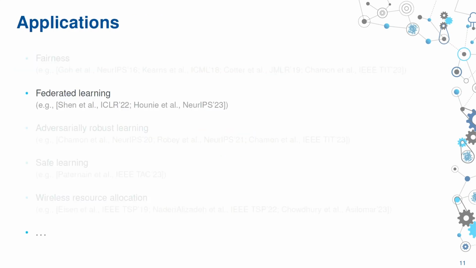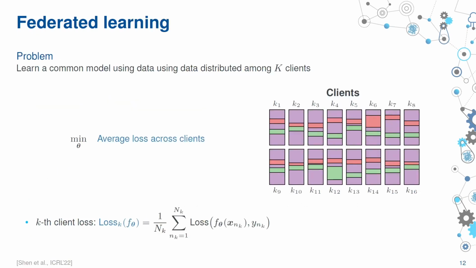Okay. So another problem, which is related to fairness but in a completely different way, is federated learning or distributed optimization, right? In this case, we have data distributed among different computers, among different nodes, and we want to learn a model, but without exchanging data between nodes, okay? So this is the idea here. And how do we do that?